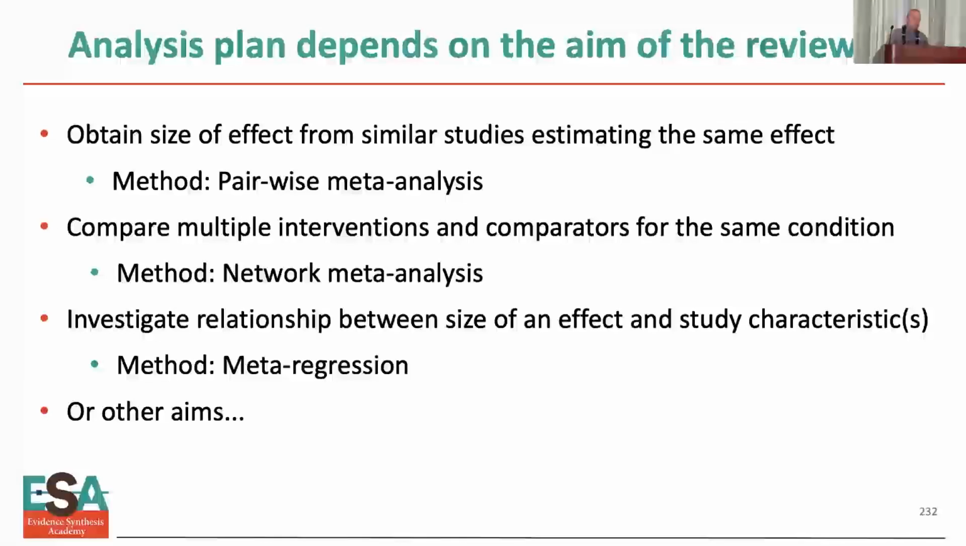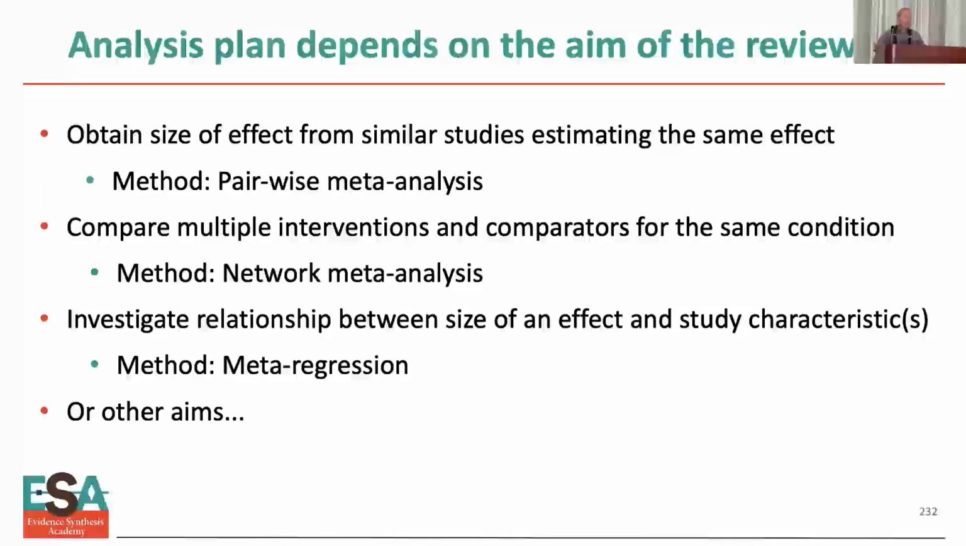So we're going to look at different ways of doing a meta-analysis, and our analytic plan here depends on the aim of the review. If we were interested in obtaining an effect size from similar studies that are estimating the same effect in the same kind of population and so forth, we use what's called a pairwise meta-analysis. The pairwise meta-analysis here is comparing two things. So we want to compare, let's say, an intervention and control, and we're going to do a meta-analysis that's basically going to average the differential effects that we found between the intervention and the control in all the different studies.